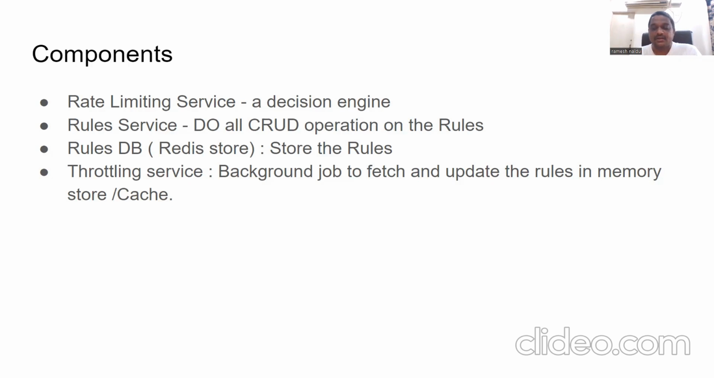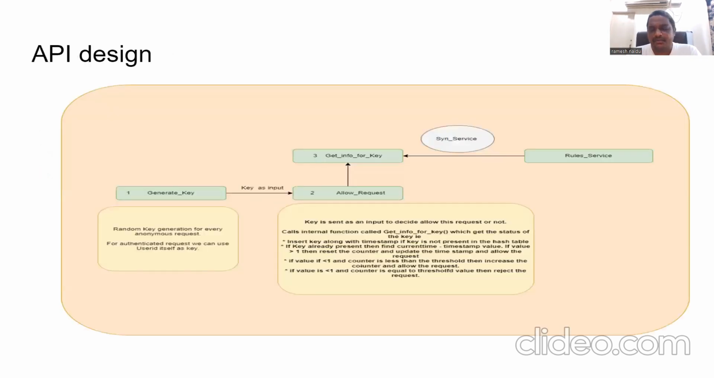So these are the major components in this project. These are the top level API design. I'm just moving on. So first one is the generate key. This method, or the service, is basically used to generate a unique key for every request. So if it is authenticated, then fine, we can use it as a user ID. But if it is not authenticated, this method will generate one unique key for every request.